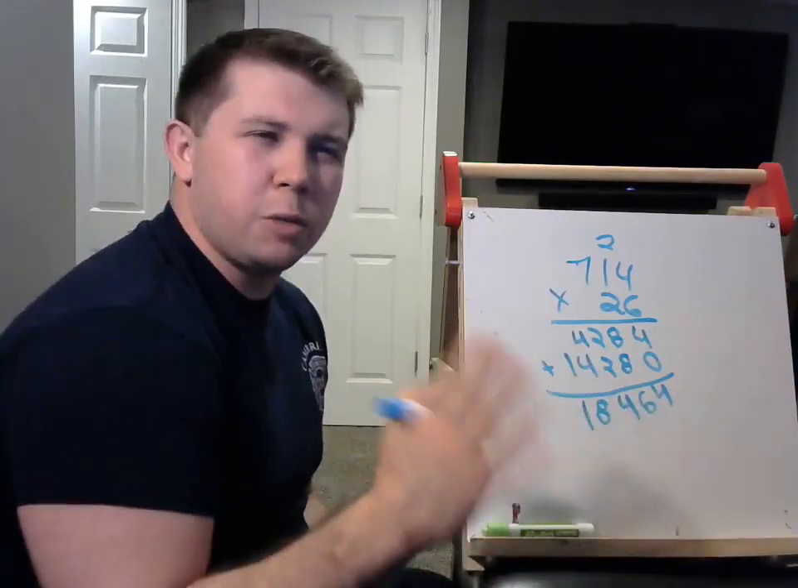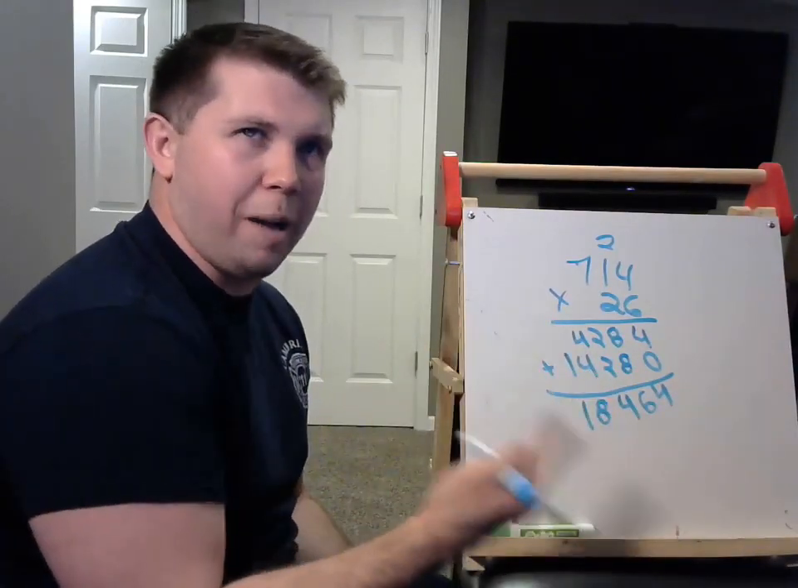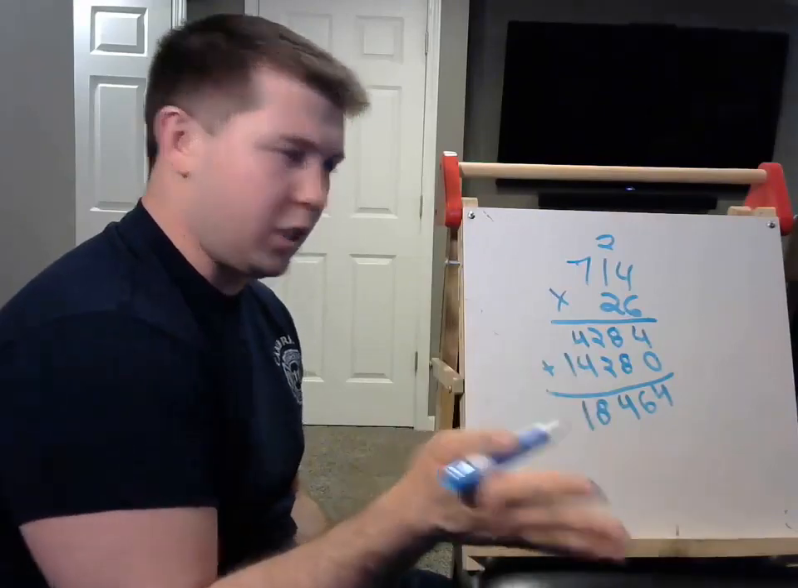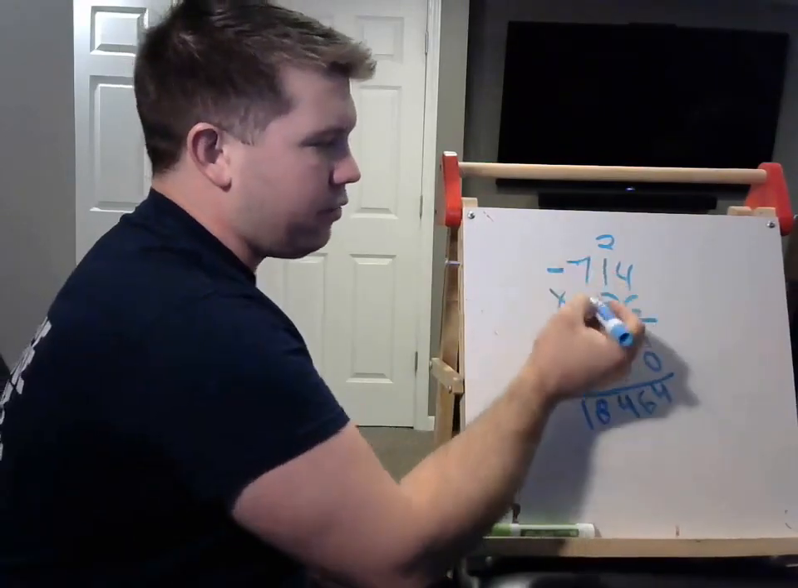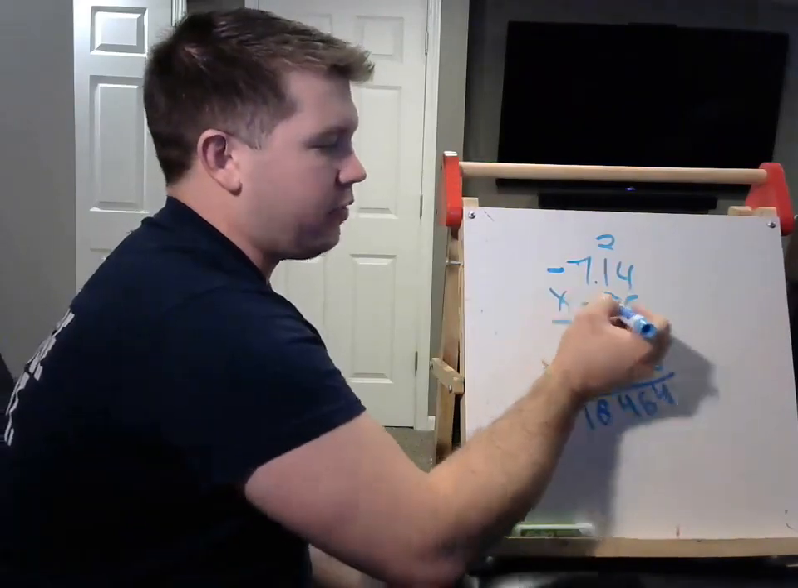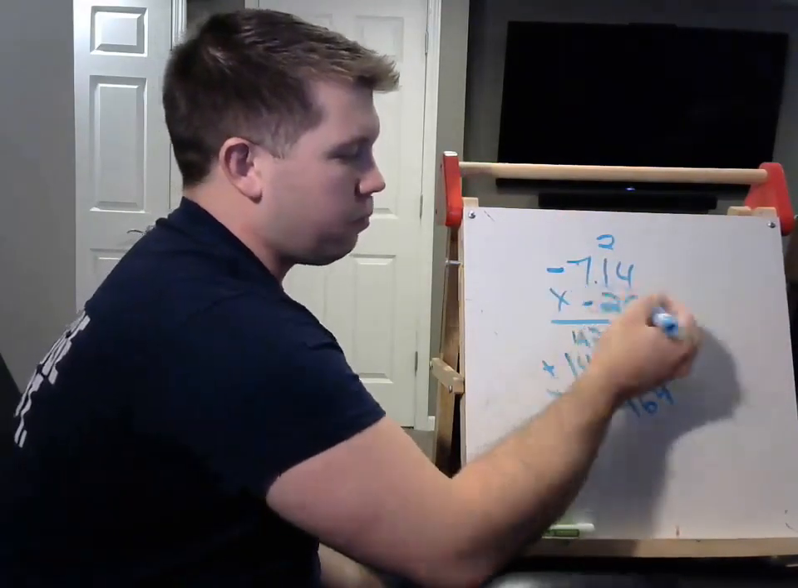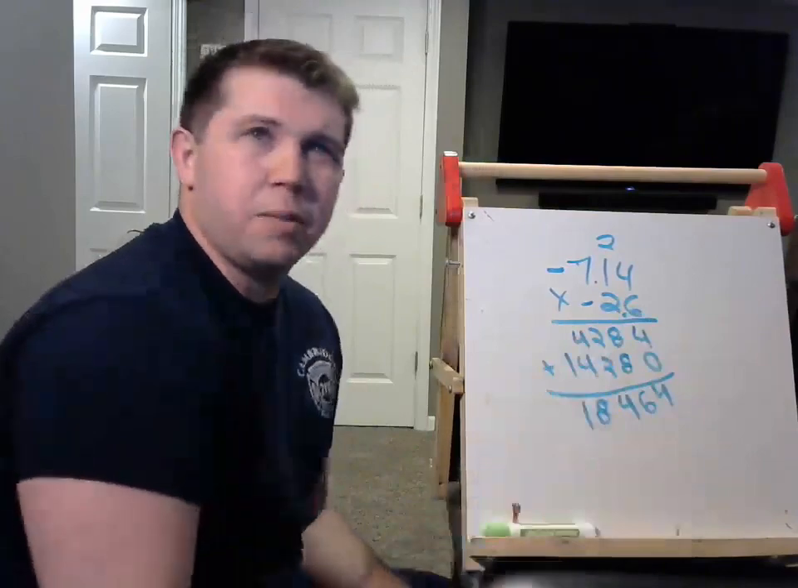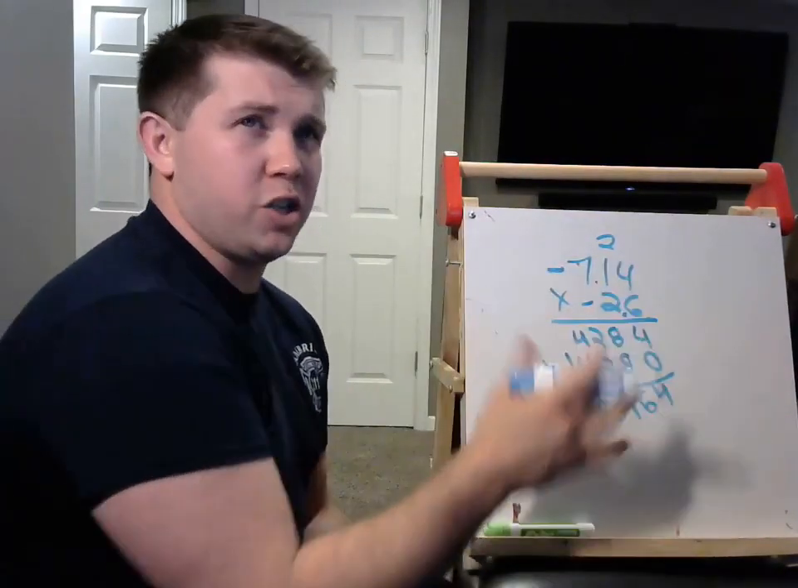Anyway, so now let's put in all the things that made this look more complicated than it needed to be. Let's add those things in now. So I had a negative 7.14, and I had a negative 2.6. There you go.